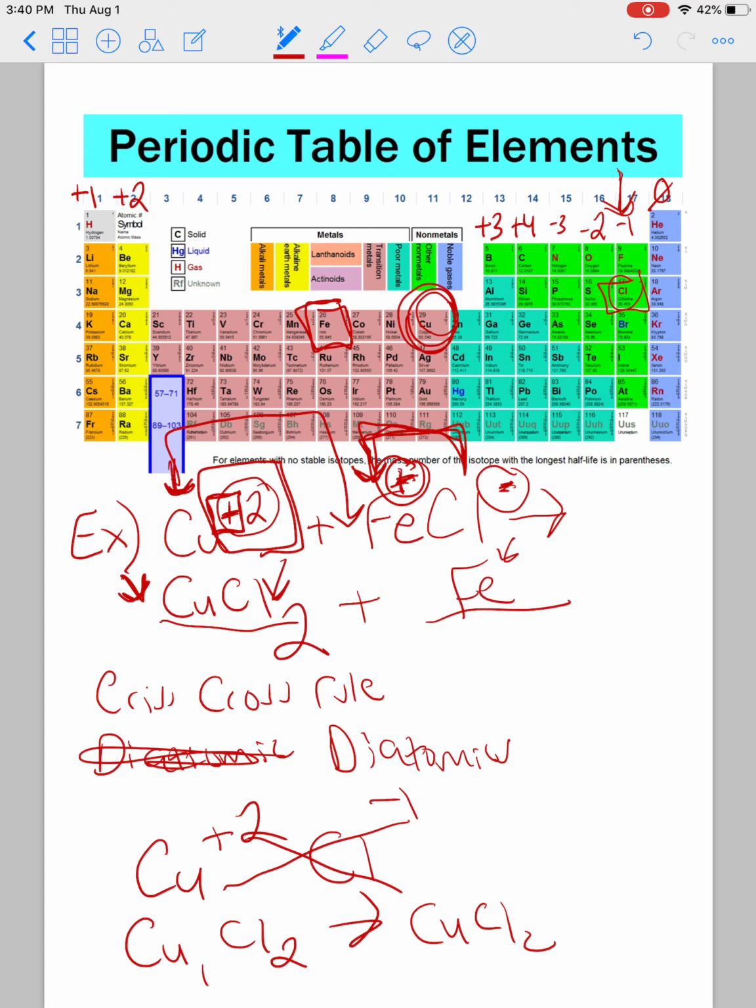So I need to have a 2 right here. Now, this answer would have been wrong if I had not done the crisscross rule. That's why it's so important that we do this crisscross rule right here.